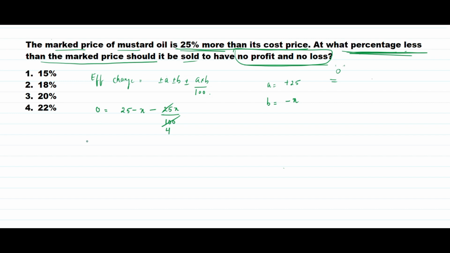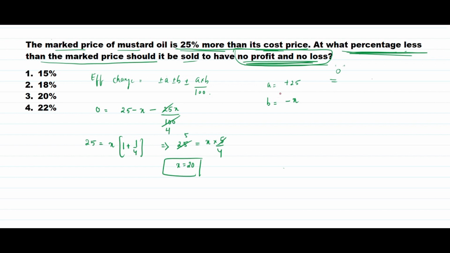25 divided by 4. Now 25 is equal to, if you take x as common, x into 1 plus 1 by 4, which is nothing but 25 is equal to x into 5 by 4. So x is equal to 20. So we should give a discount of 20%, so that cost price and selling price will be the same, and then we will get no profit and no loss.